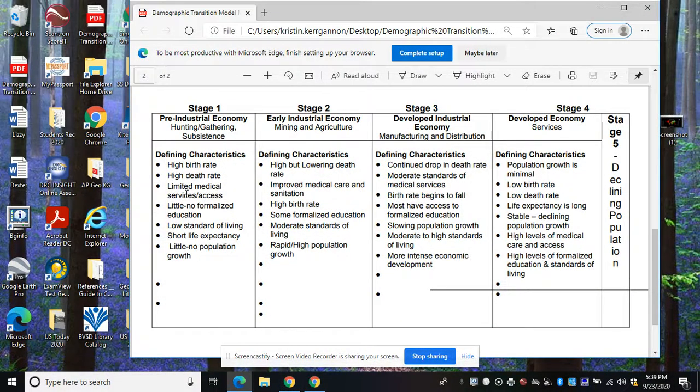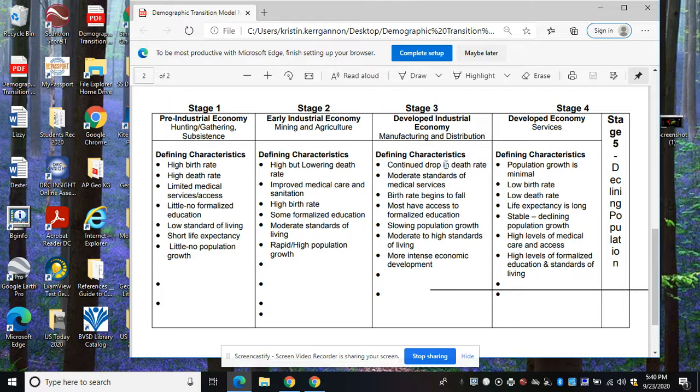Okay, stage 1, do you have high birth rate, high death rate, no medicine, no education, short life expectancy? You don't need all of this, but you need a lot of this. Hunter-gatherers should be in your notes. Stage 2, do you have mining and mostly agricultural? You've got a high birth rate, but the death rate's coming down. Not a lot of education, and the population is booming, rapid population growth.